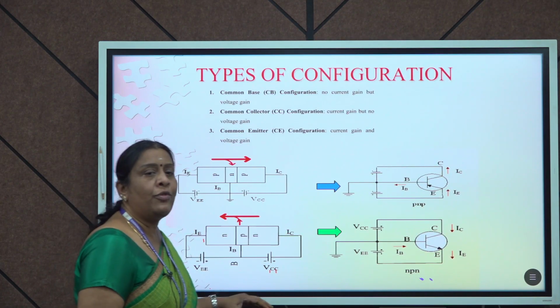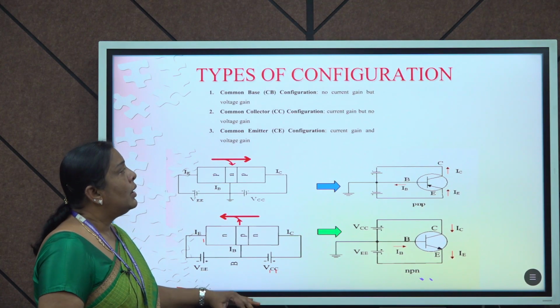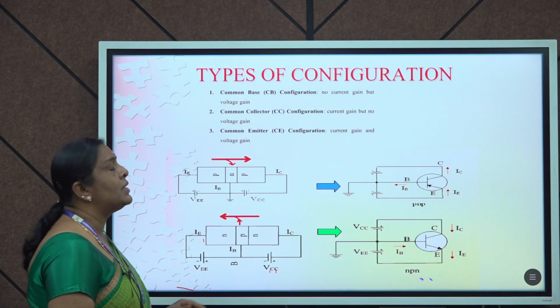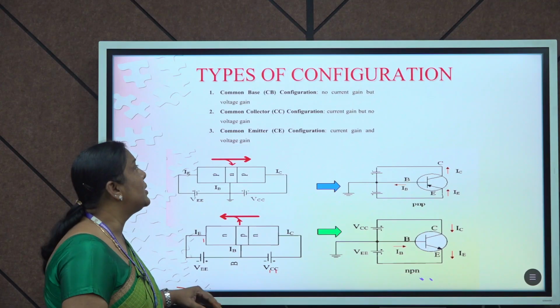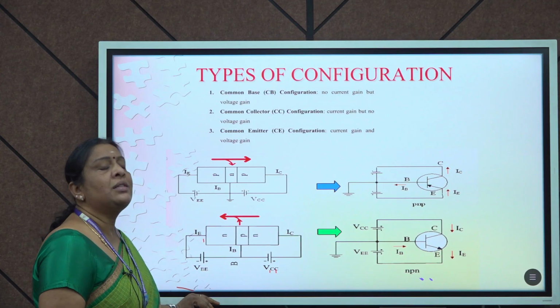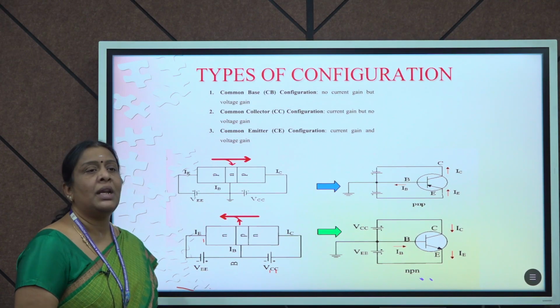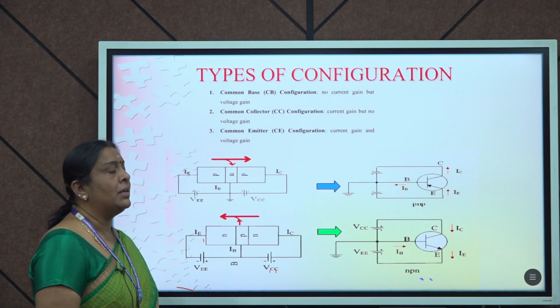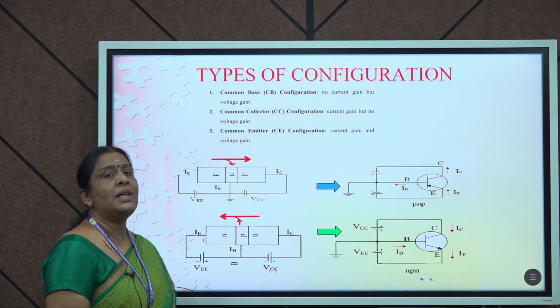Then we can go for our types of configuration. In general, the transistor configuration is classified into 3 types. First one is the common base configuration, the second one is the common collector configuration, and the third one is the common emitter configuration. First we can go for the common base configuration.